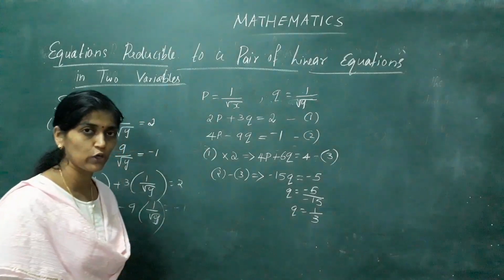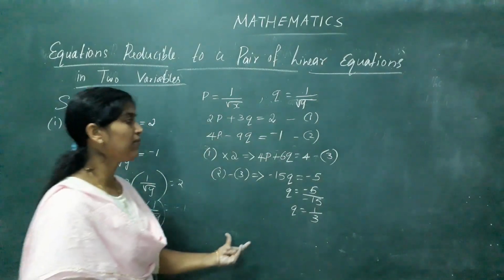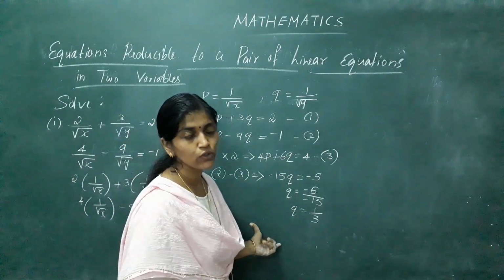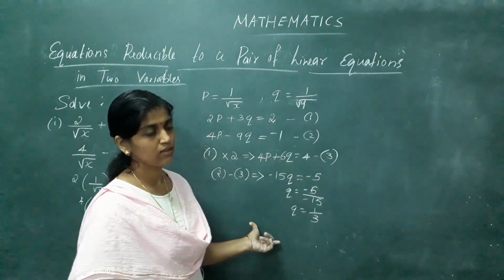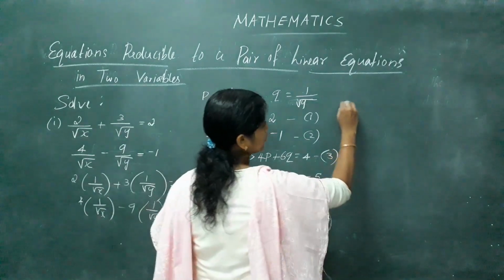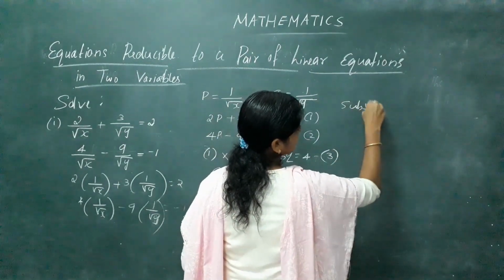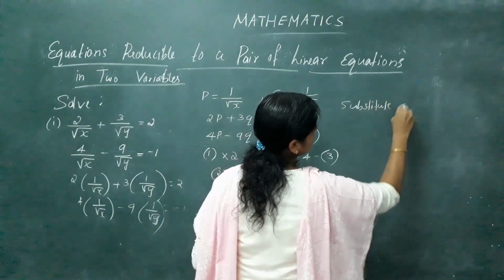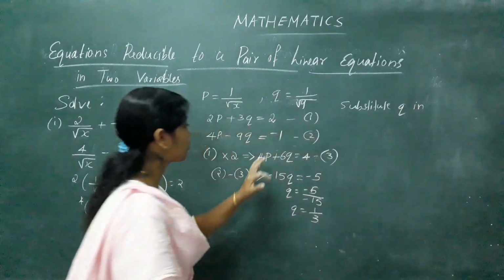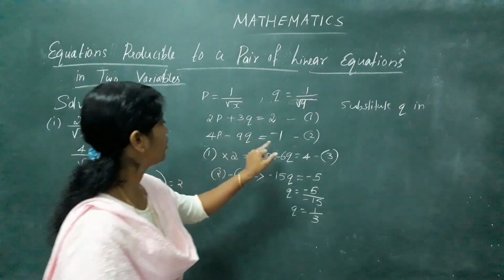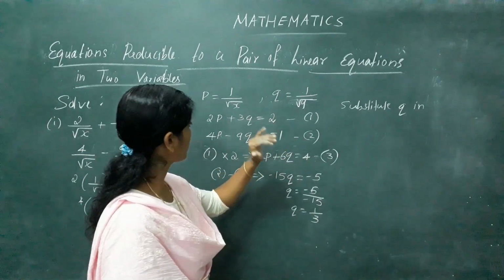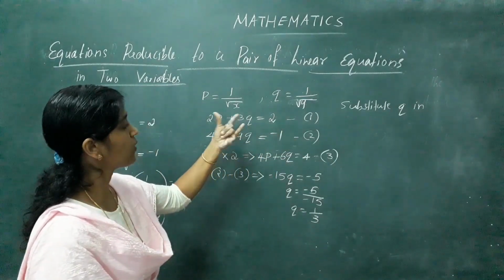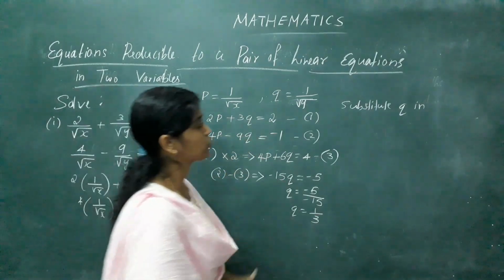You got the value of q. Now after getting the value of q, what do you have to do? You have to get the value of p. For that, substitute q in which equation? Equation number 2 or 1. You can substitute in any of equations 1, 2 or 3, and we are going to substitute in equation number 1.